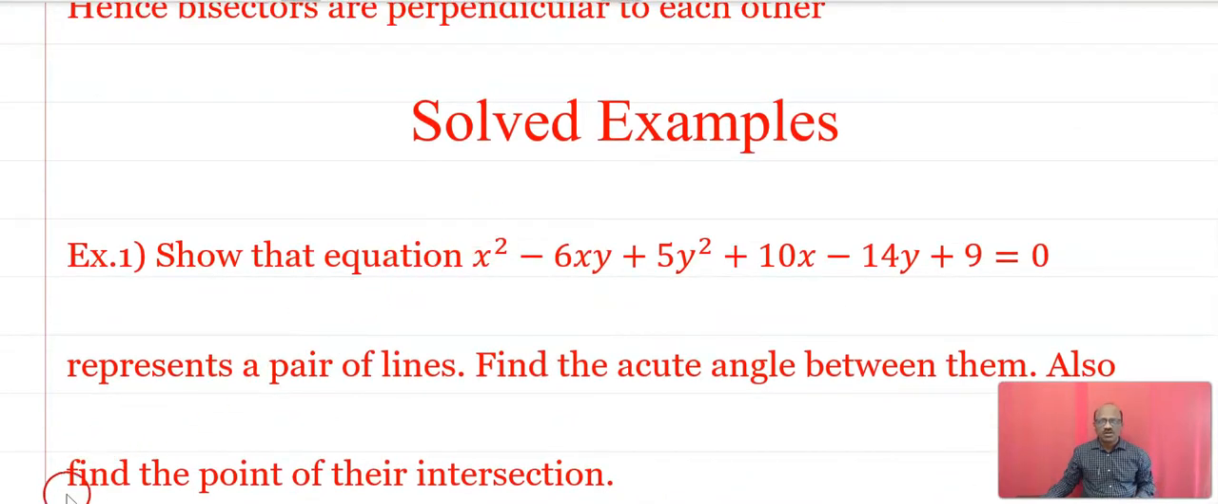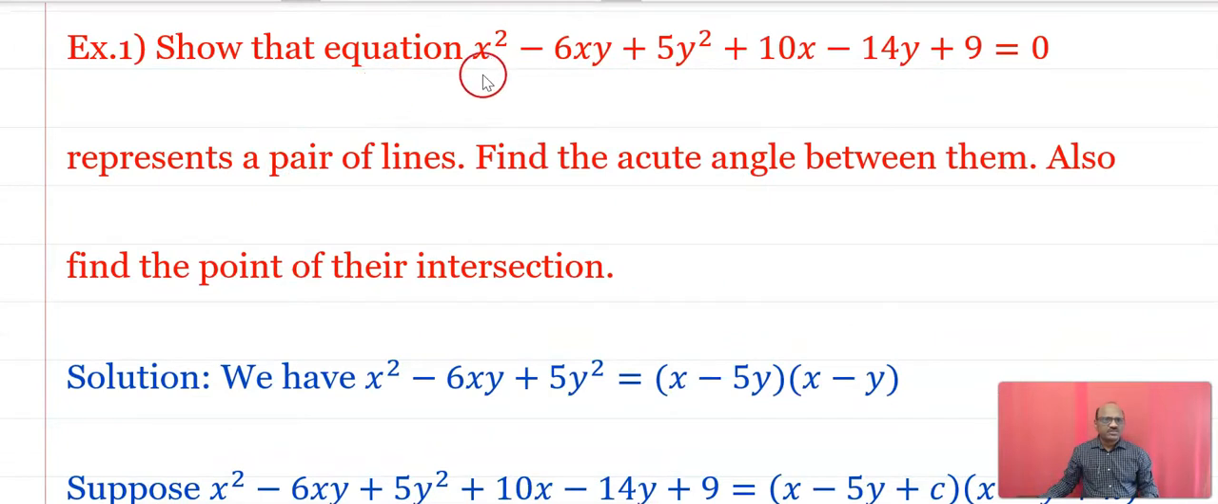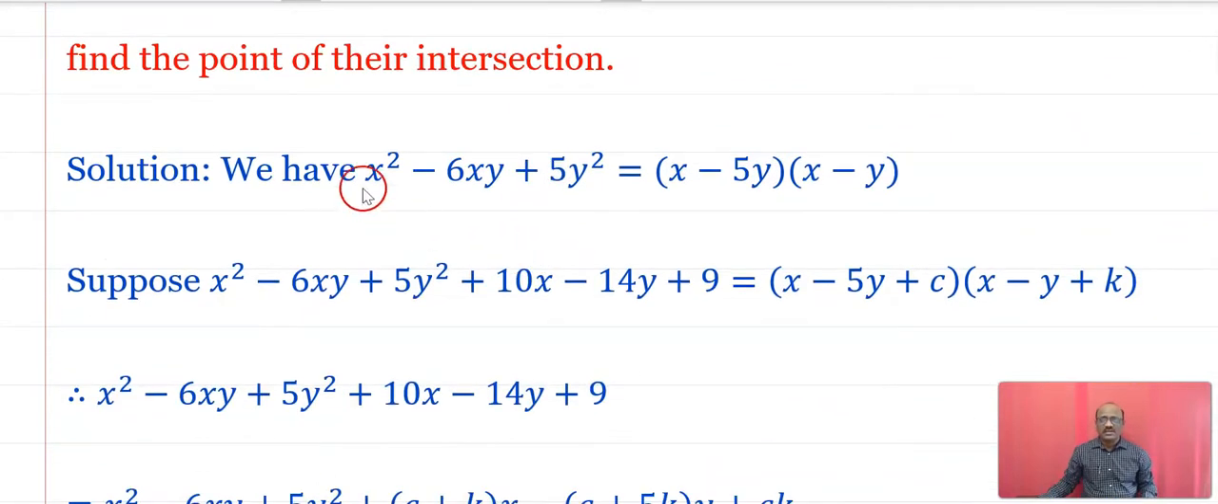Now the solved examples. The first example: show that the equation x² − 6xy + 5y² + 10x − 14y + 9 = 0 represents a pair of lines. Find the acute angle between them. Also find the point of intersection of the two lines. Now here we have x² − 6xy + 5y². We can factorize this.